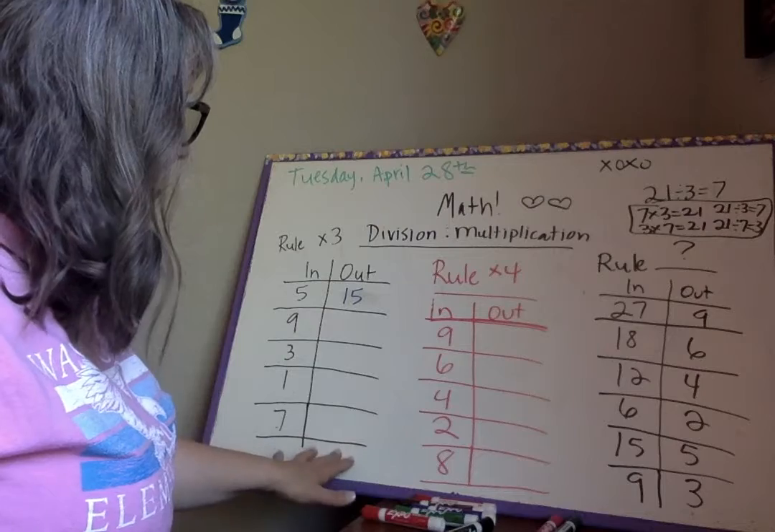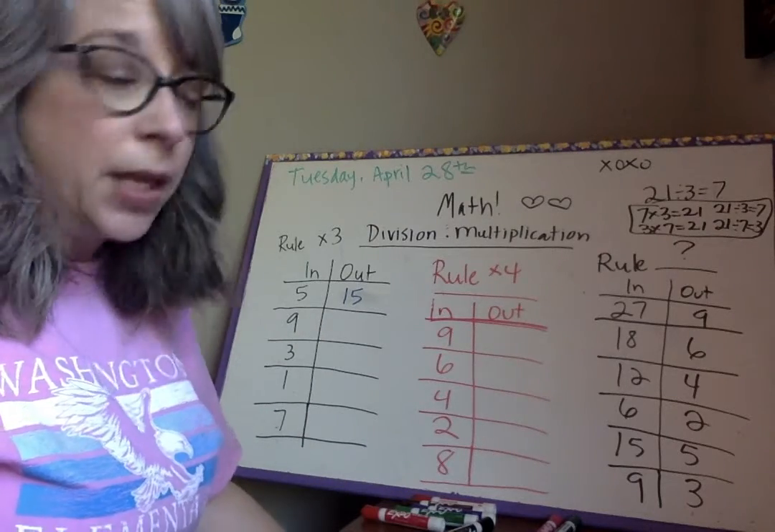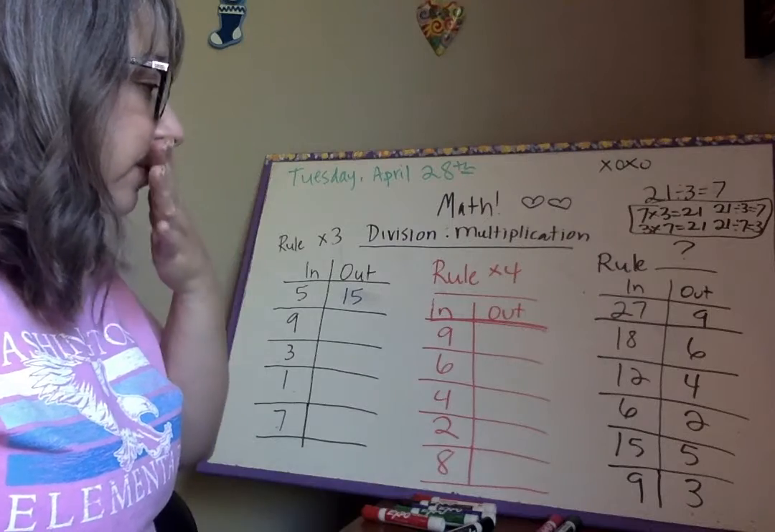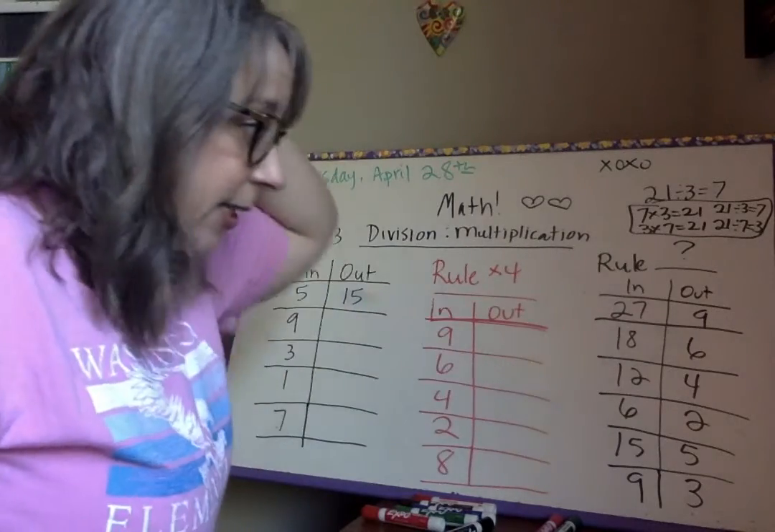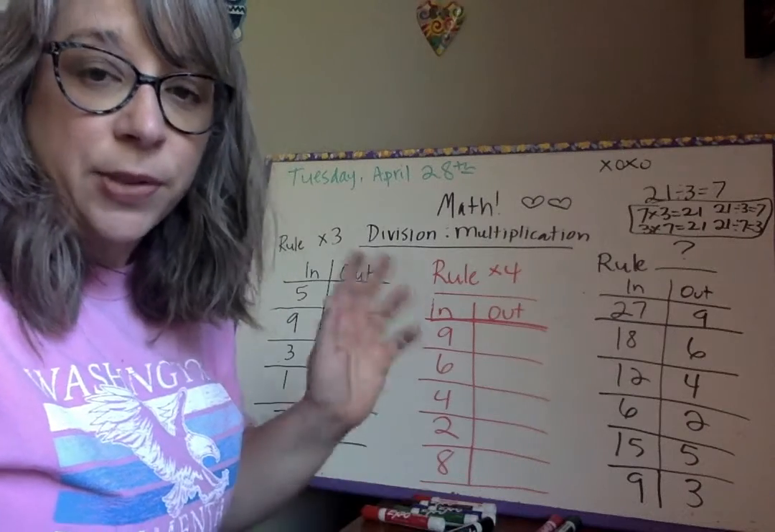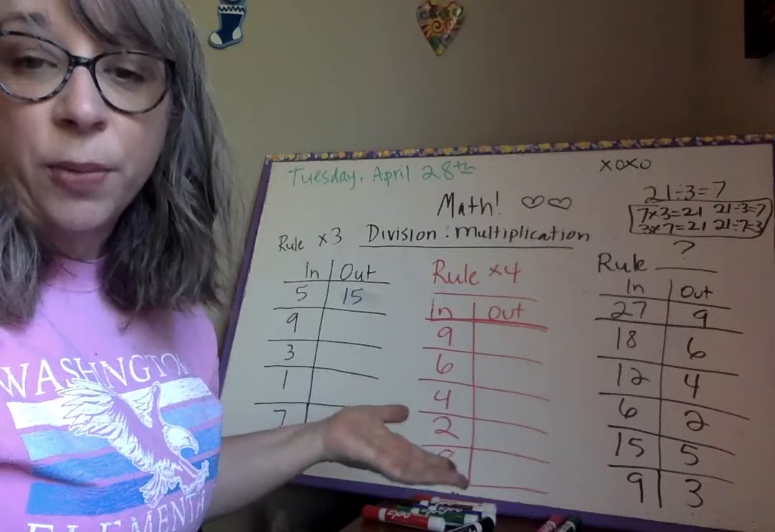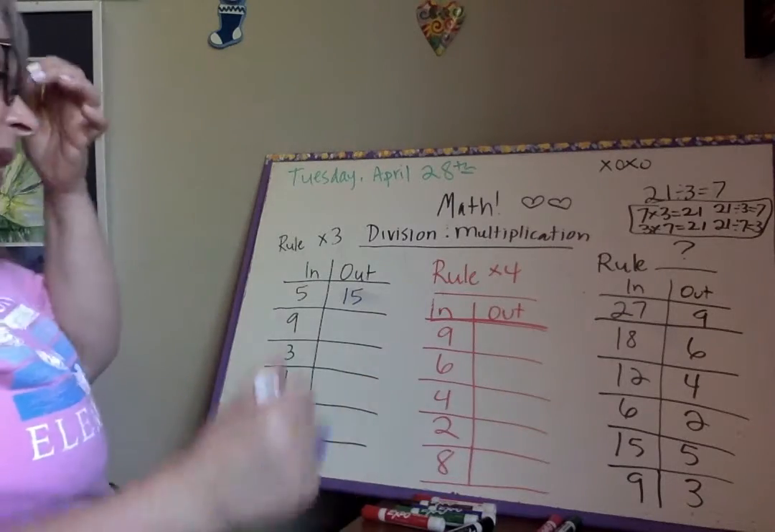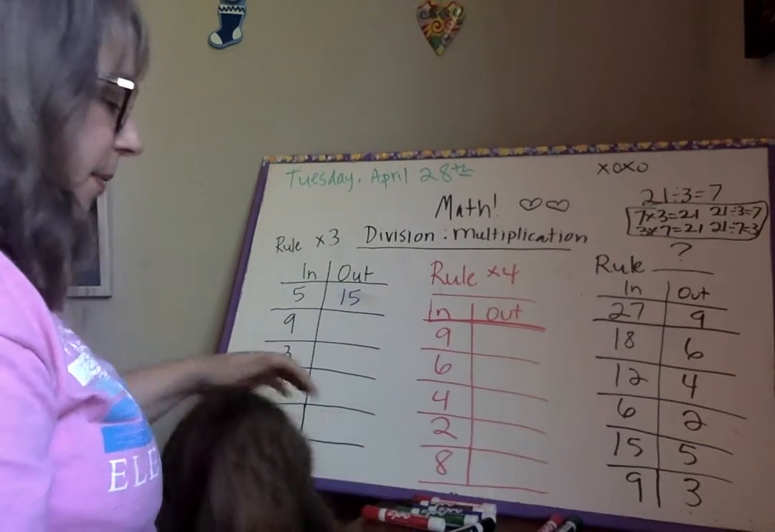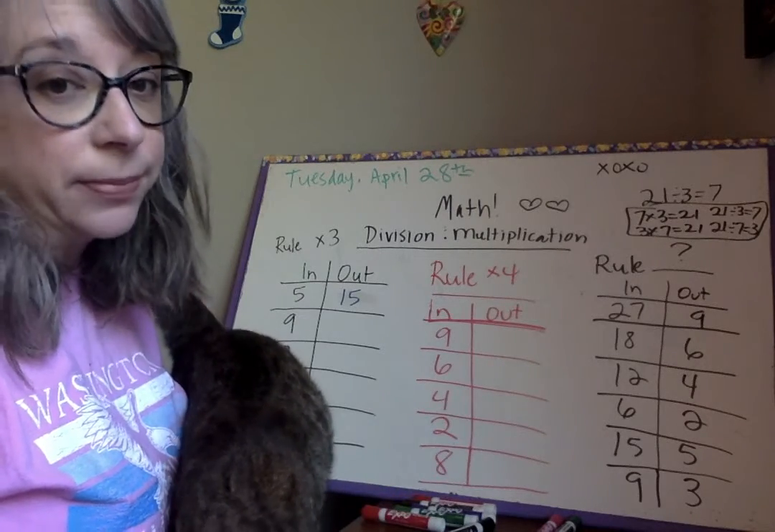If your out is bigger than your in, you're either going to be multiplying or adding. If your out is smaller than your in, then you're either going to be subtracting or dividing. Okay, so that's just a quick little hint: these numbers are bigger, so we're going to be adding or multiplying. If they're smaller, it's either going to be dividing or subtracting. Okay, so let's get to it.